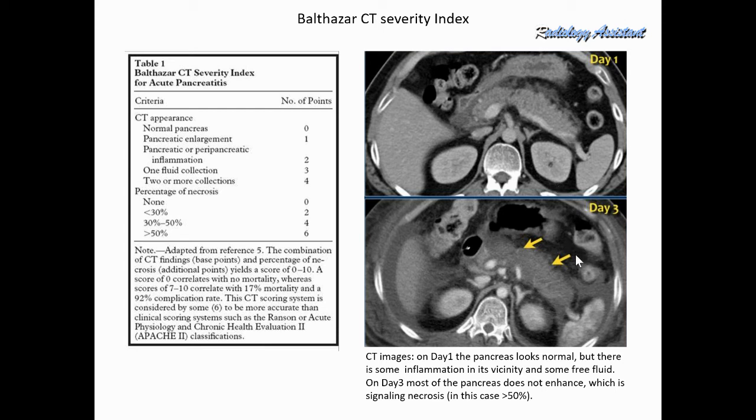And so take a look at the bottom right image, which was taken 3 days after admission. Here you can see that on this contrast enhanced image, much of the pancreas doesn't take up the contrast material, so that's suggesting to us that there is necrosis, and the necrosis is quite severe because it affects the body and the tail of the pancreas. So in this case, the necrosis is probably larger than 50%, so we would give 6 points based on just this one finding.